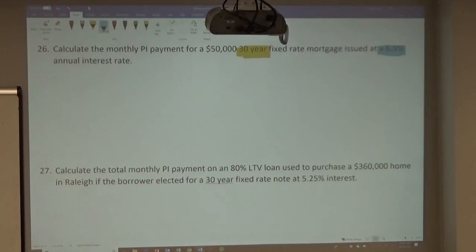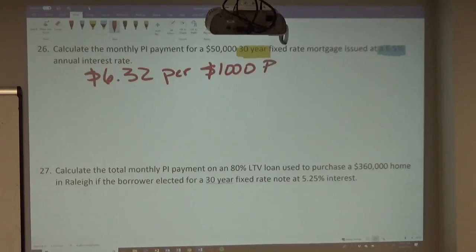So the 30-year column is going to be all the way over on the right. Go all the way to the right on that same column, page 449 in your textbook, because that's the only way you can calculate a PI payment is to go to that column. So go to that chart, go all the way to the 30-year column, and then look at 6.5% or 6.5, same thing. And that is $6.32 per $1,000 borrowed.